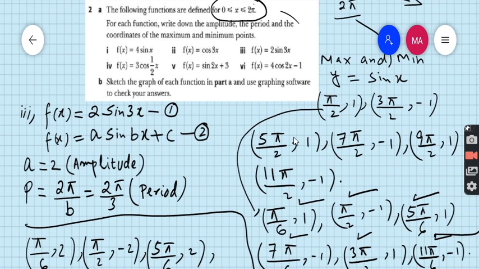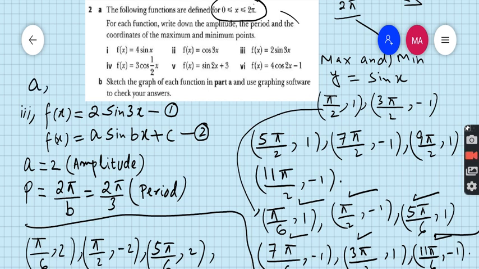What was the question? The following functions are defined for 0 to 2 pi. For each function, write down the amplitude. We have already found the amplitude is 2. The period we have already found is 2 pi upon 3. This is part A of question number 2.